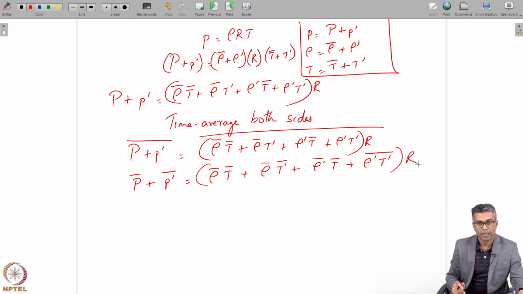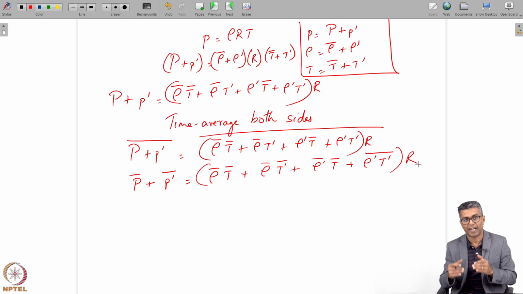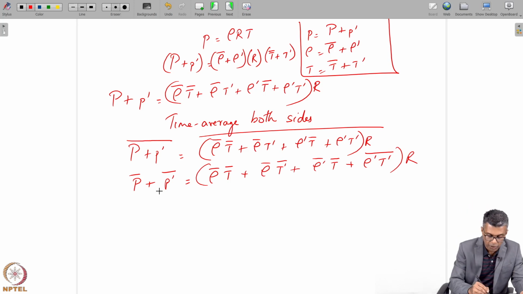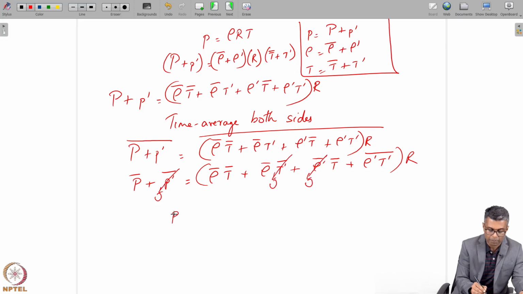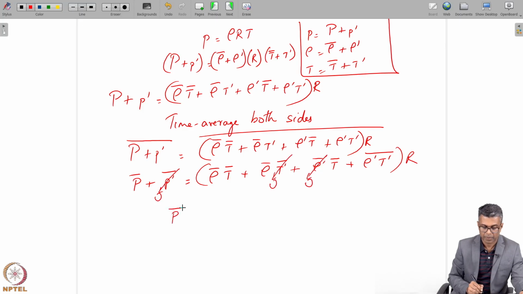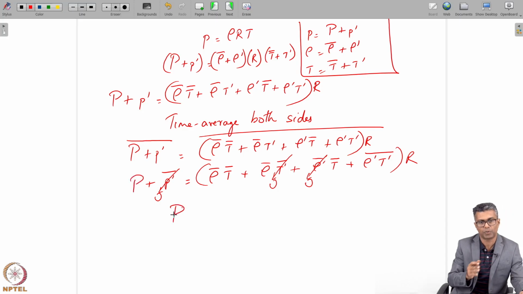All right. Now, based on what we know, the time average of the fluctuation comes out to be 0. Any term where you're taking a time average of the fluctuation will go to 0. So this term will go to 0, this term will go to 0, and this term will go to 0. So on the left hand side, you're only left with P bar. Actually, based on our notation, it should just be P. So just a notation difference, we're just calling it P. So on the left hand side, you just have P.